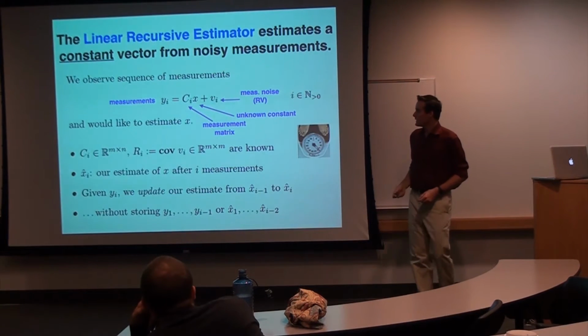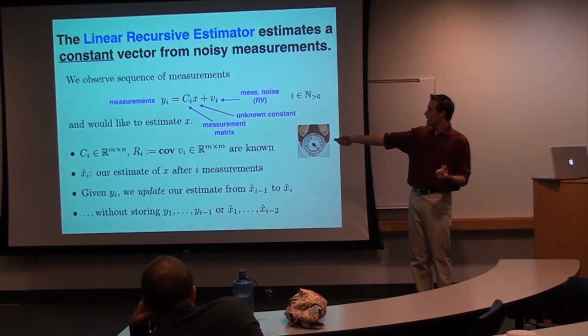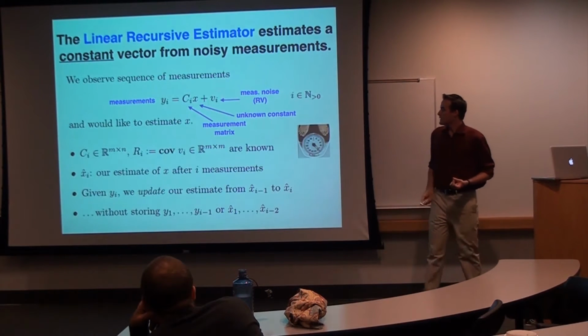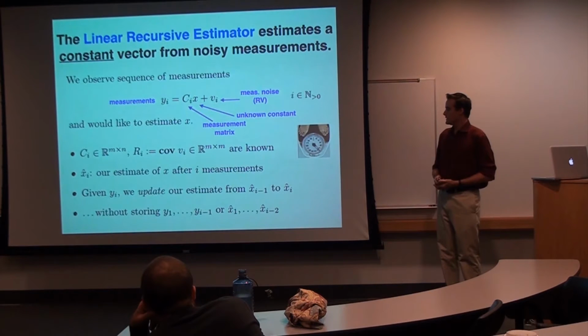What's known here is we know how each experiment is built, so we know all the C_i. We know the covariance of the random variable. And of course, we are receiving all these measurements, so the sequence of measurements is known.